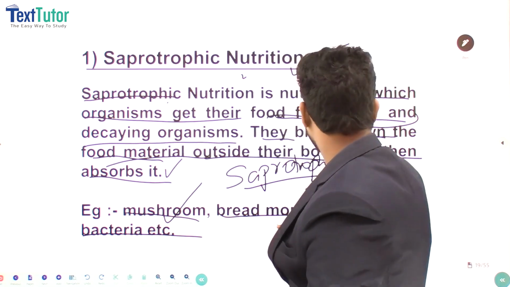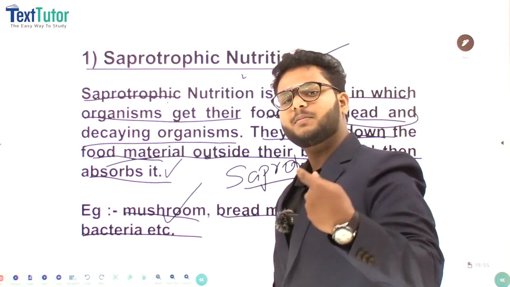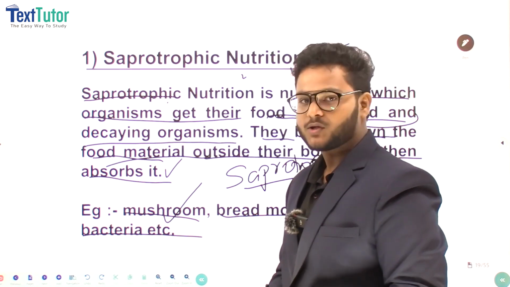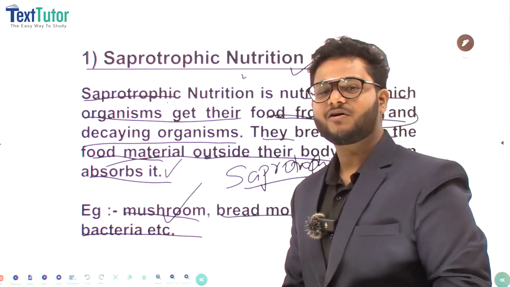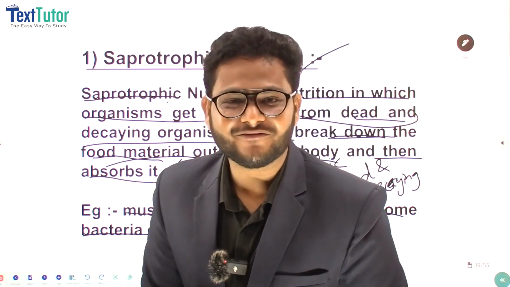Now we have the bacteria, yeast, and some other examples for saprotrophic nutrition. So saprotrophic nutrition is the first type of heterotrophic nutrition. I hope that is clear for you.